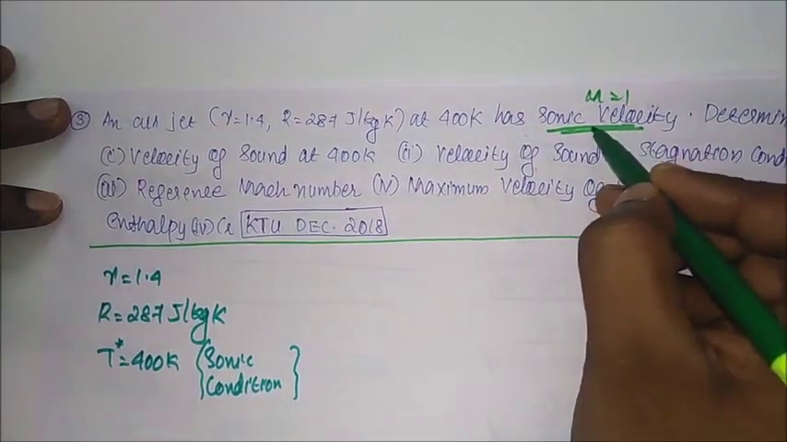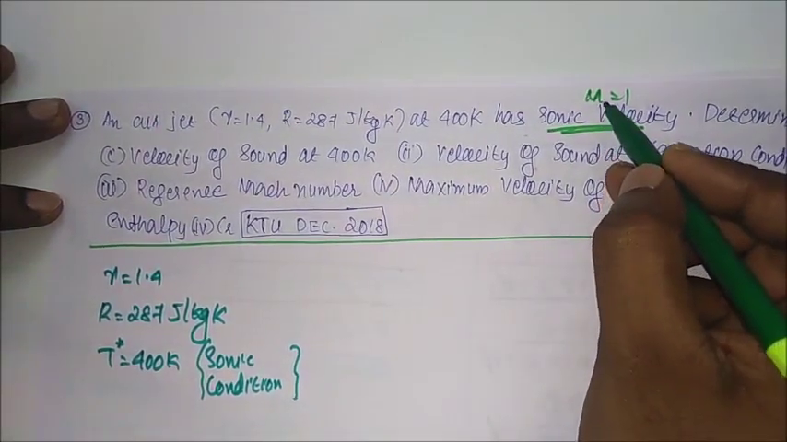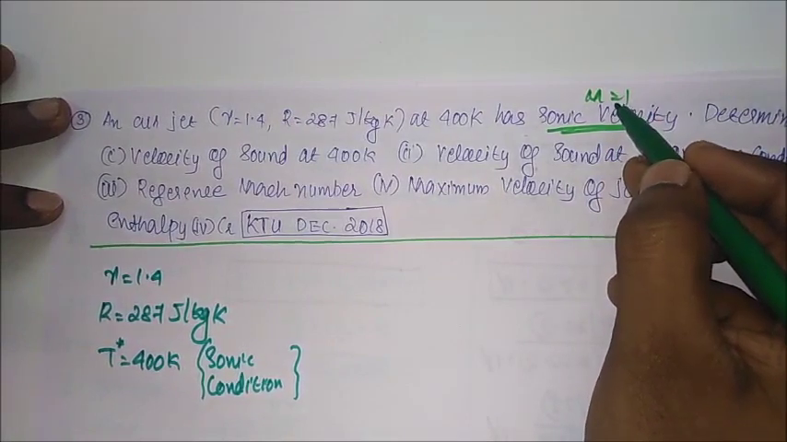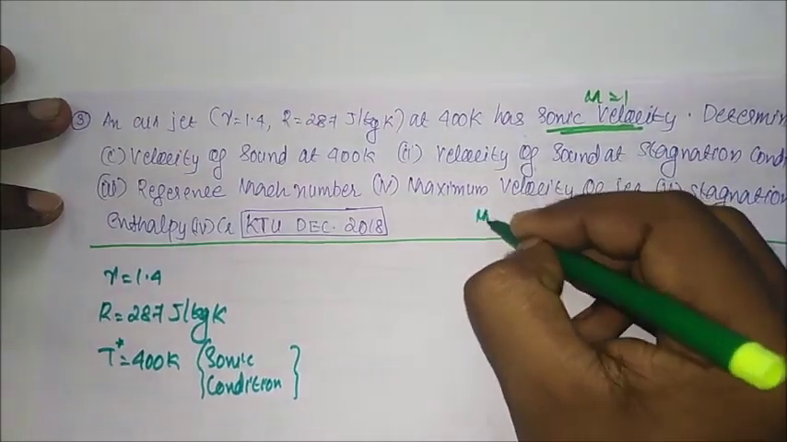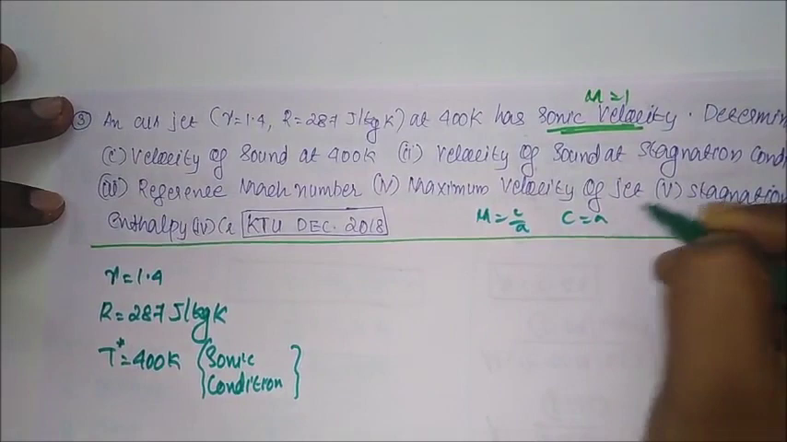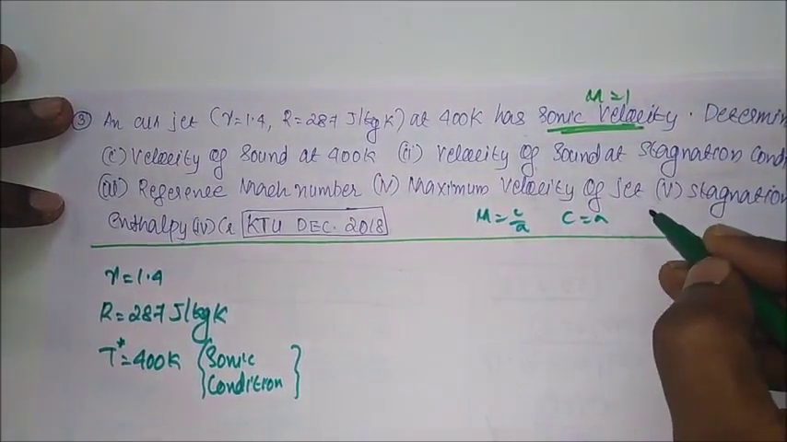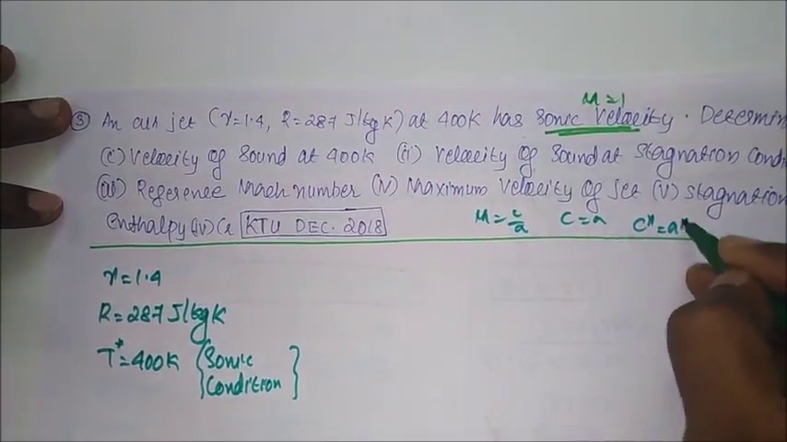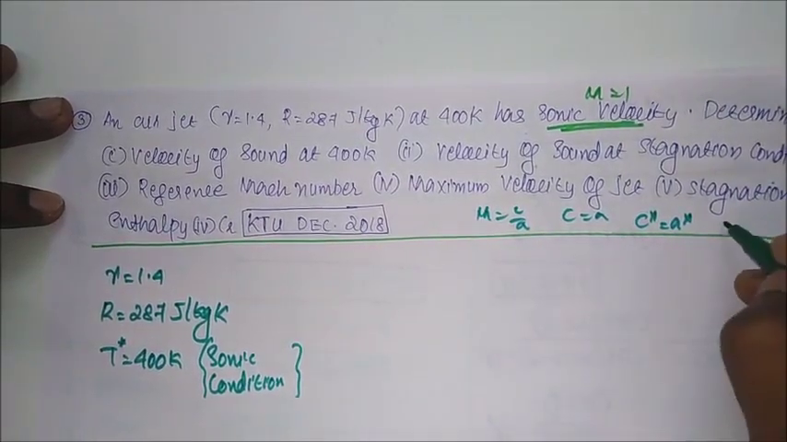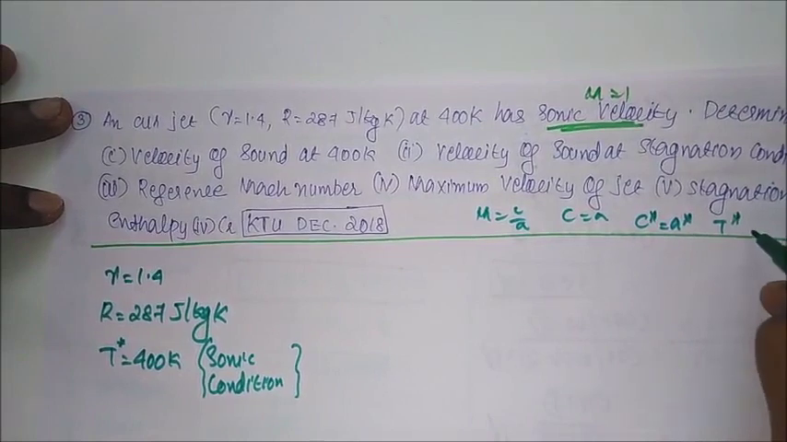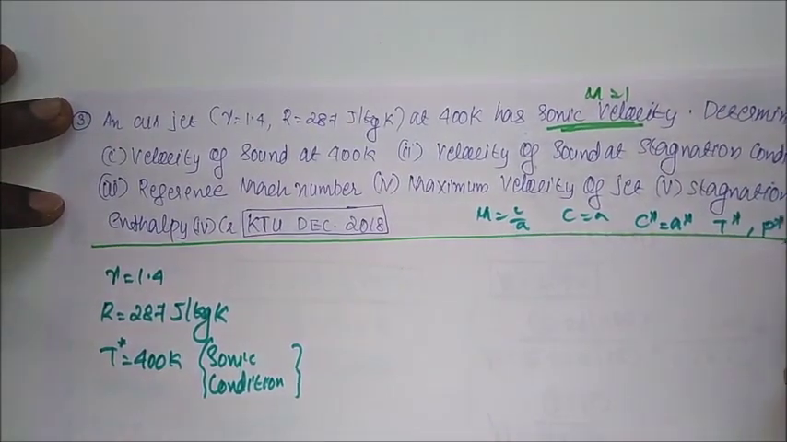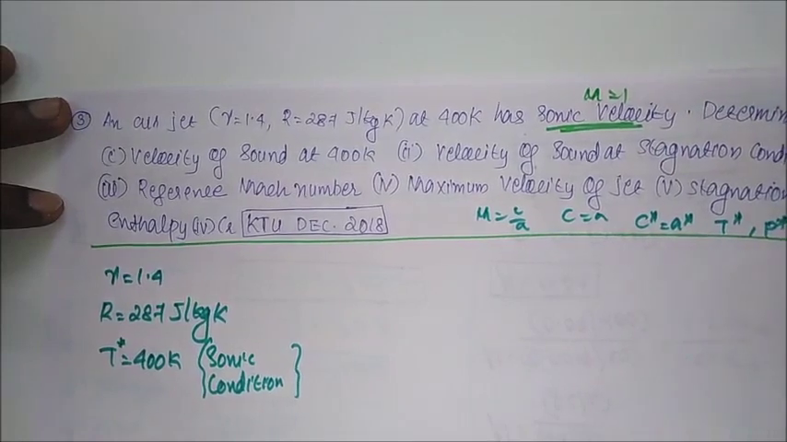At a sonic condition, what is the value of Mach number? The value of Mach number is equal to 1 and the corresponding velocity of the object, that is C, is equal to A. We know that M is equal to C by A. When M is equal to 1, C is equal to A. That condition is known as critical condition and is represented by the symbol star. That is C star is equal to A star, and the corresponding quantities are represented with a star. Temperature is represented by T star, pressure by P star and density by rho star, etc.